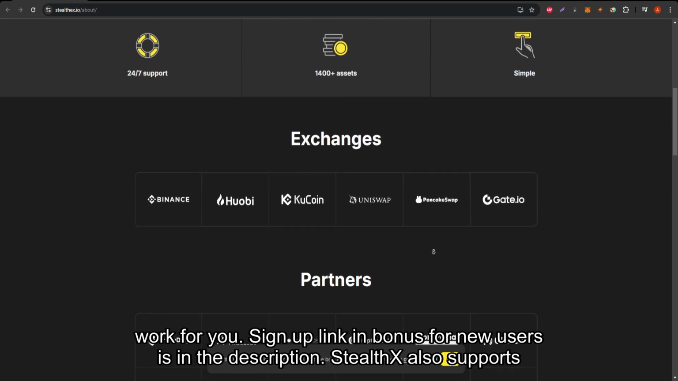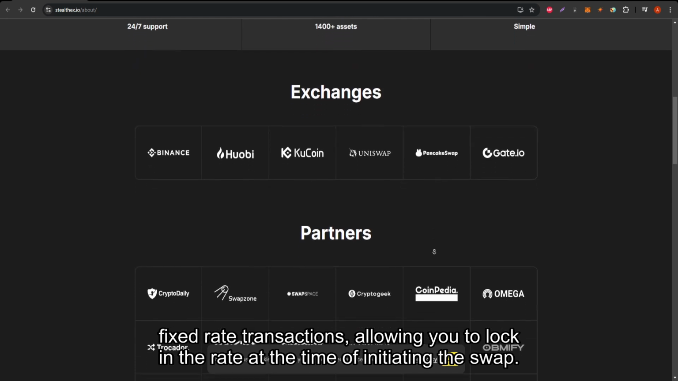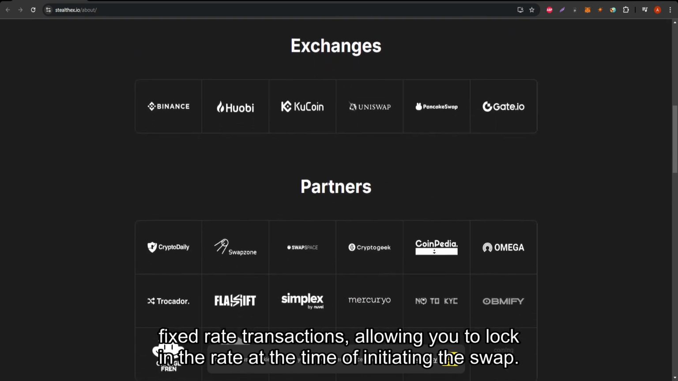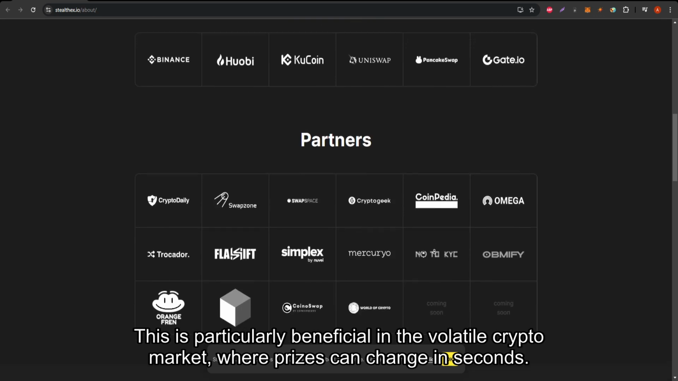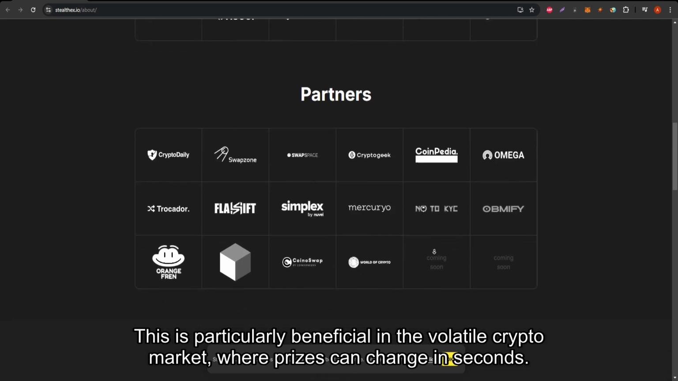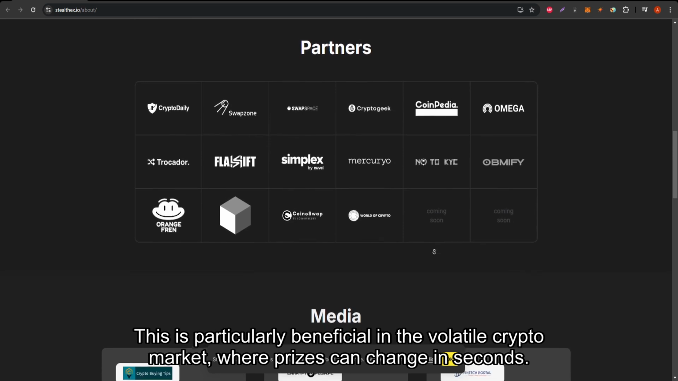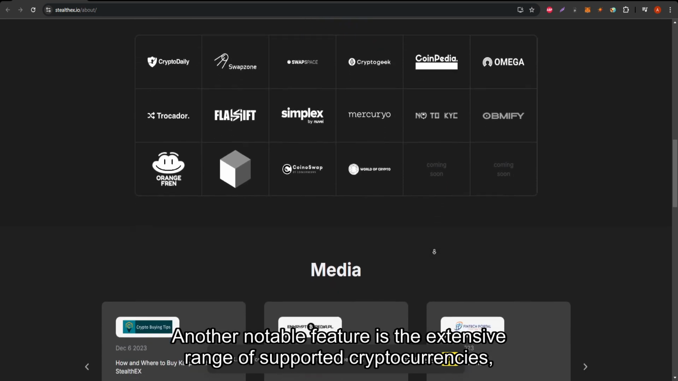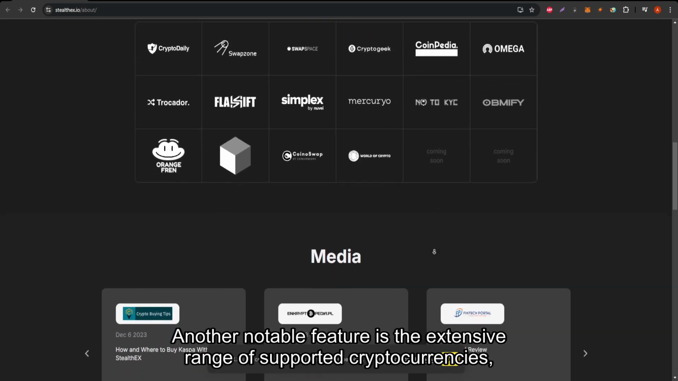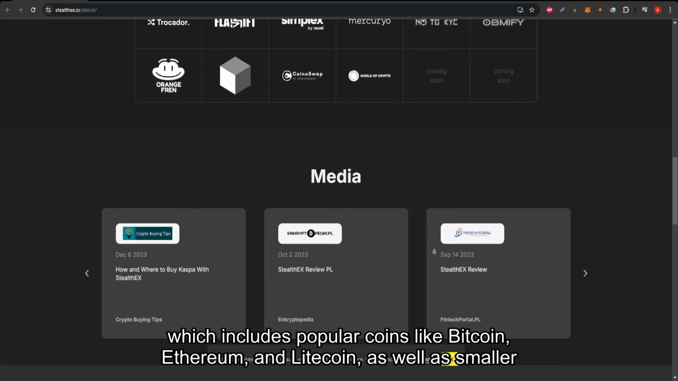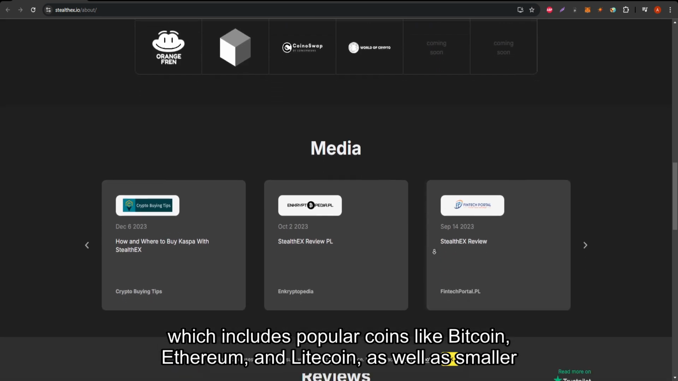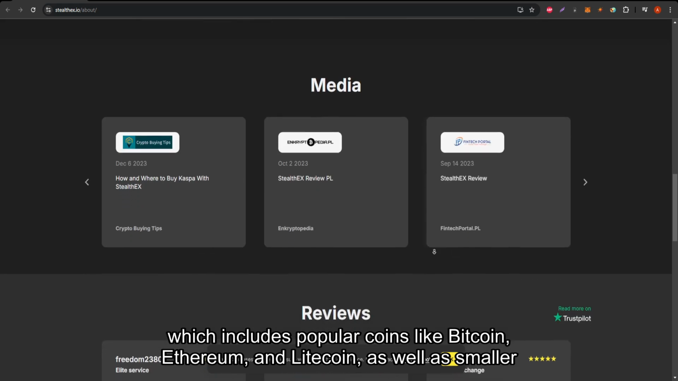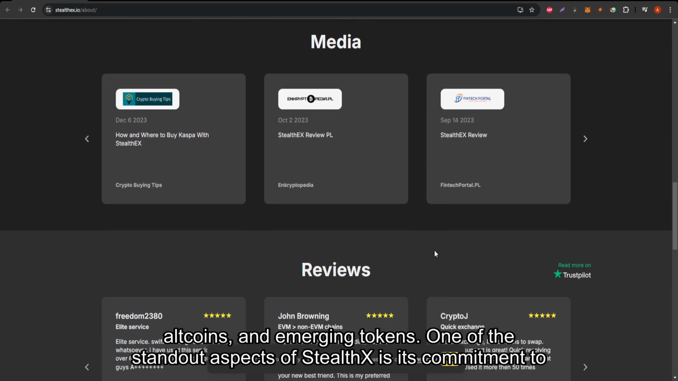StealthEX also supports fixed-rate transactions, allowing you to lock in the rate at the time of initiating the swap. This is particularly beneficial in the volatile crypto market, where prices can change in seconds. Another notable feature is the extensive range of supported cryptocurrencies, which includes popular coins like Bitcoin, Ethereum, and Litecoin, as well as smaller altcoins and emerging tokens.